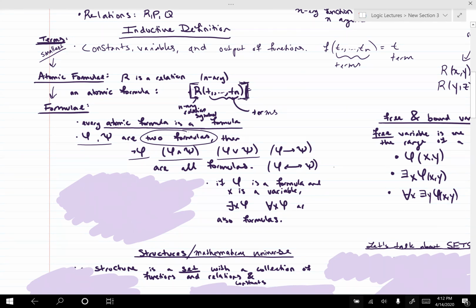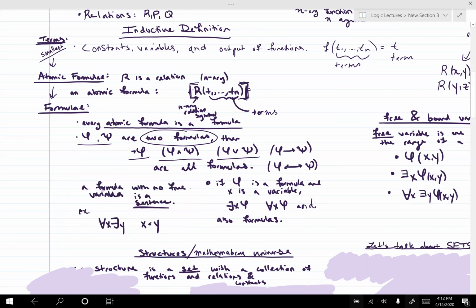Cool. These are all formulas. And of course, existential quantification and universal quantification. When we throw those in with a variable in front of a formula, we still have a formula. Now, a formula with no free variables is a sentence.